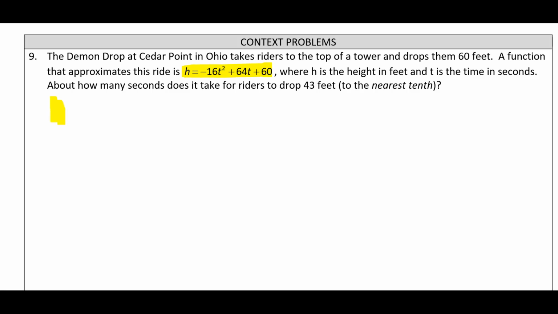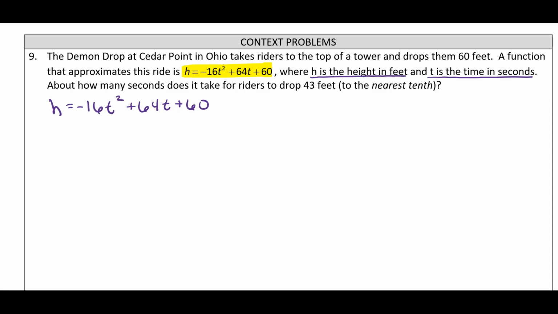So the first thing I'm going to do is write that down. h equals negative 16t squared plus 64t plus 60. If they give you an equation, they've done half the work for you. And they tell you h is the height in feet and t is the time in seconds. That's important to know.